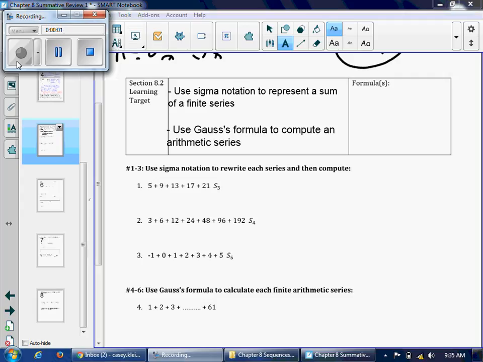Okay, and we're back. This is going to be section 8.2. I typed the learning targets in here because they are a little longer, so go ahead and write those down. And then we're going to put the formulas for using sigma notation and Gauss's formula to compute a series. So I'm going to go ahead and put the formulas in there. Please copy these down.